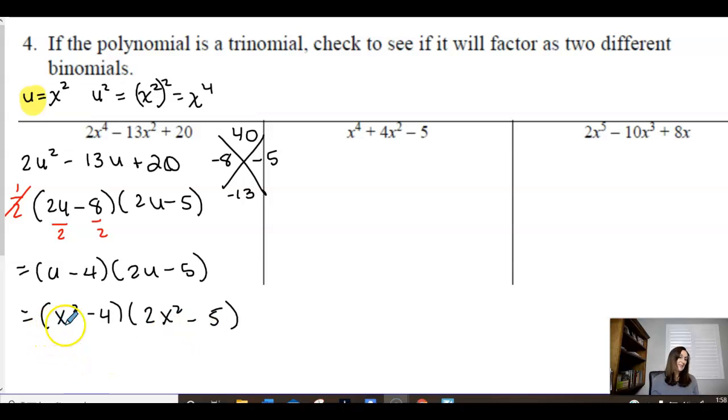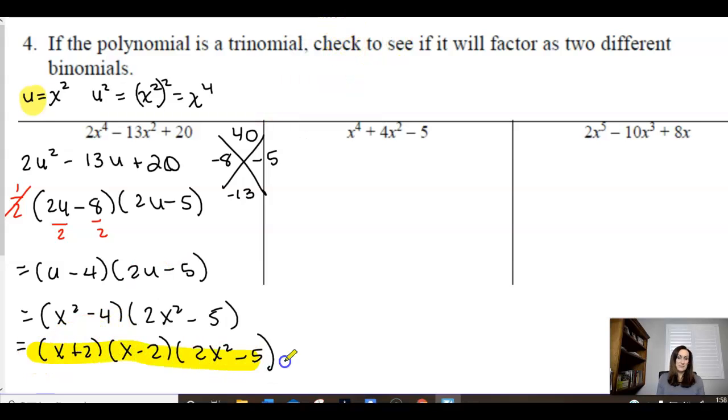Now you notice that the x squared subtract 4 can be factored again as a difference of 2 squares. So x plus 2, x subtract 2 and 2x squared subtract 5. And now I'm really done. And I'll highlight that final answer.